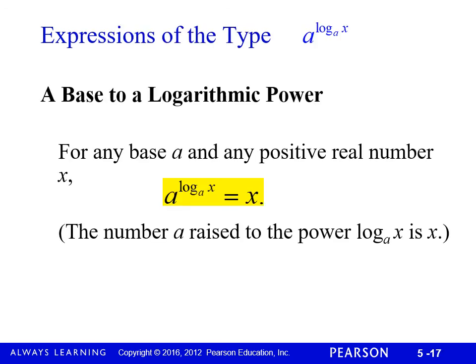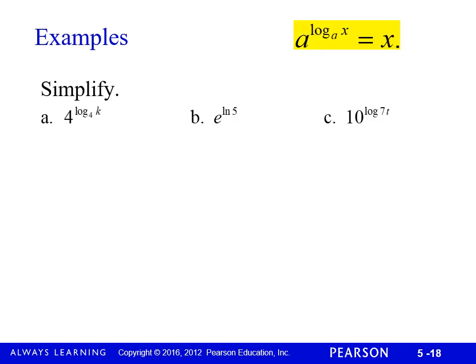This also works in reverse. If you have the base a raised to a power, and the power is the log of that same base a, then again, these cancel out, and we just have the argument of the log. The number a raised to the power log base a of x is simply x. All right. So here we can see the bases are the same, so our answer for a is simply going to be the argument of the log, which is k.